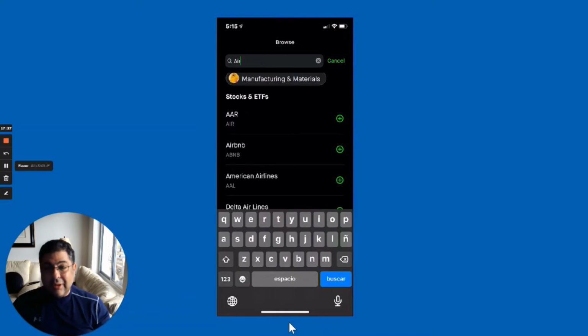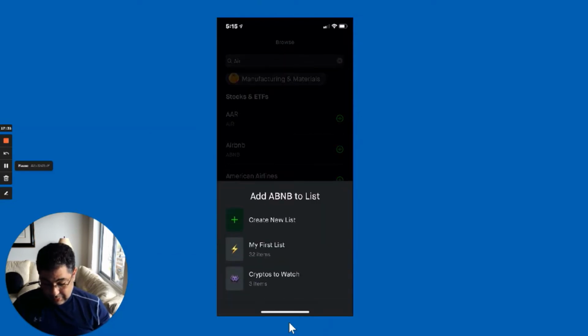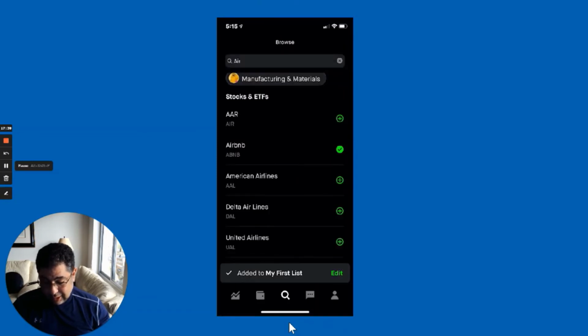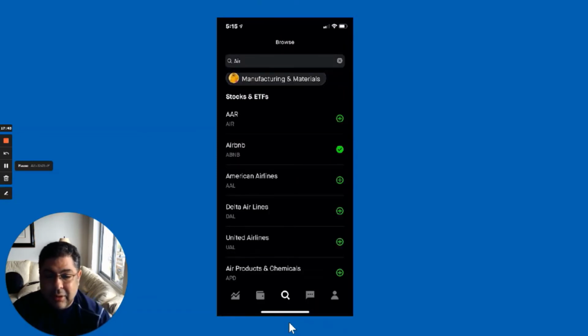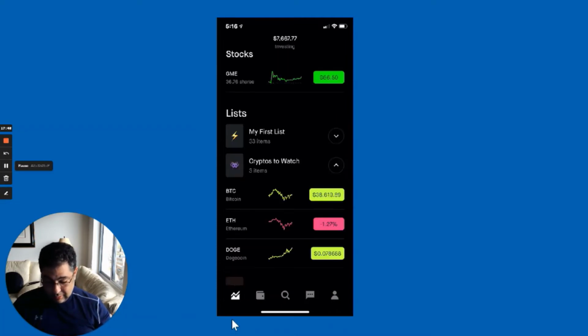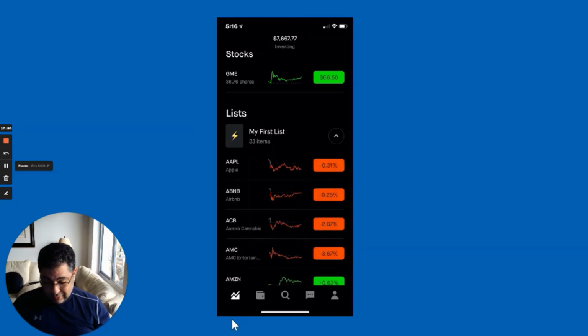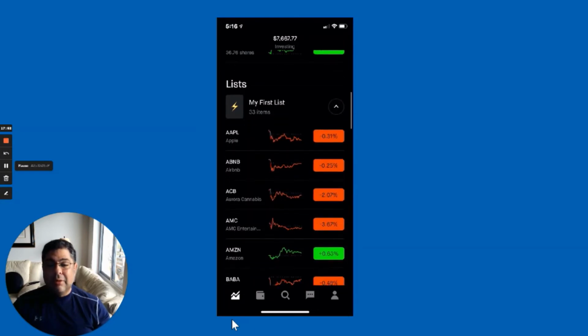Okay, here it is. You see that is the second one. I click the plus sign, and then I can either create a new list or add it to my list or add it to crypto. Well, obviously it's not a crypto, so I'm just gonna add it to my list. And now it's in my list. Now I go back to the original screen, which is the first one. Okay, and when I go to my list, you see Airbnb is right there.